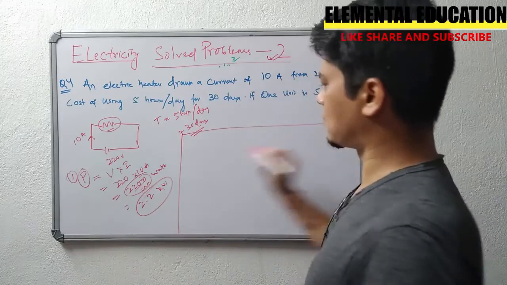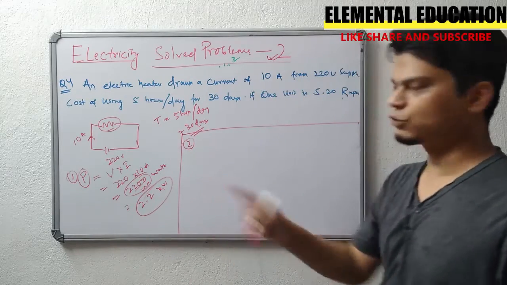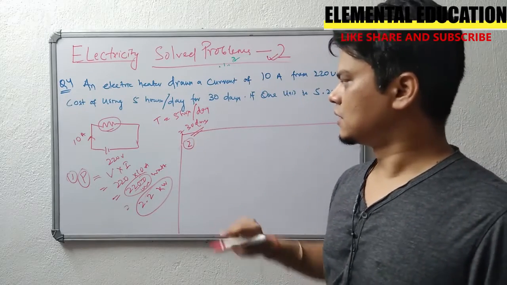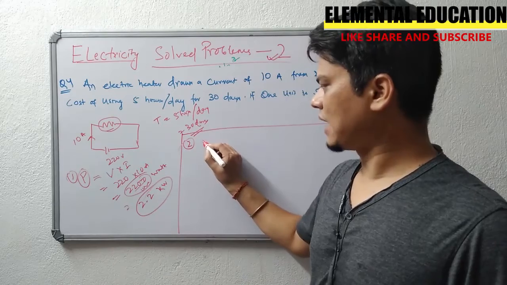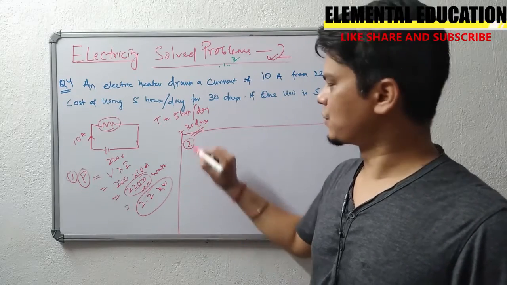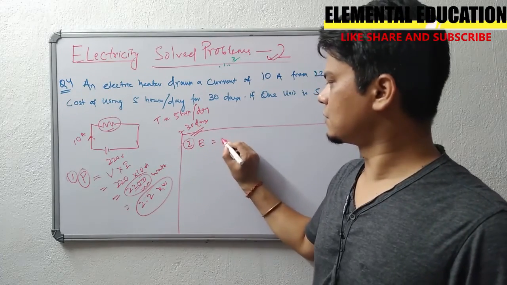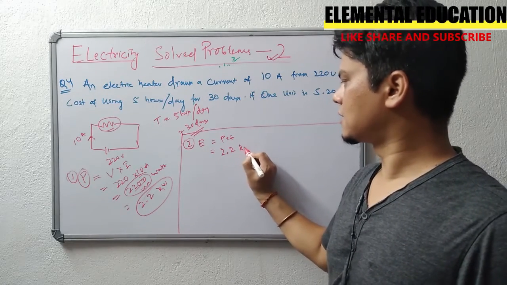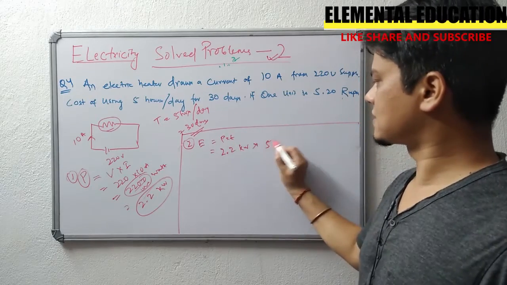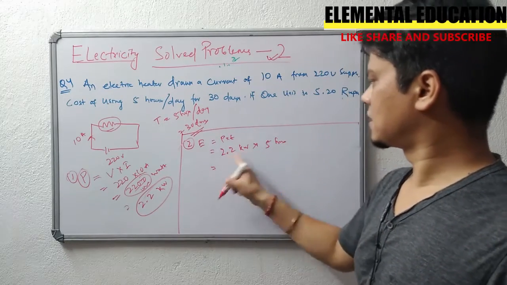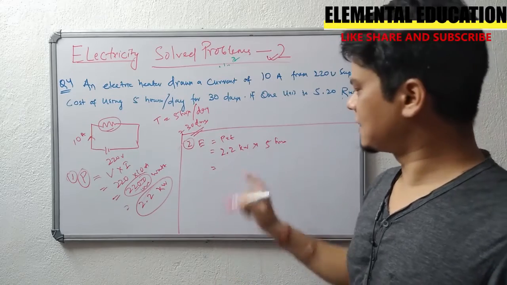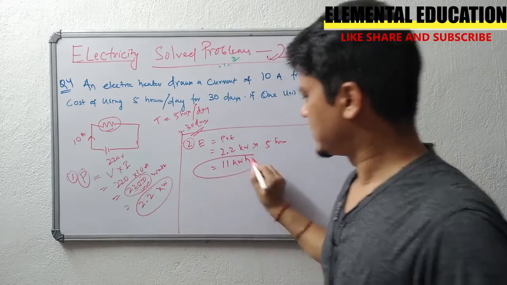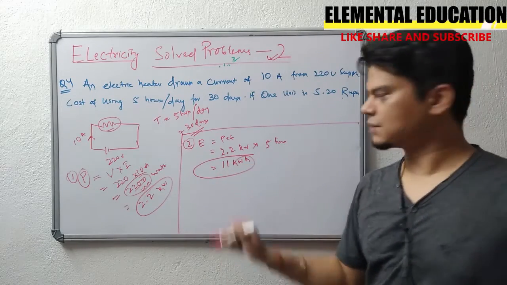The second part, what do we have to find? We have to find how much energy is consumed in one day. So in one day I am using it for 5 hours. So energy consumed is power into time. Now power is 2.2 kilowatt into 5 hours. So it will be 5 into 10, so 11 kilowatt hour. 11 kilowatt hour I am using per day.